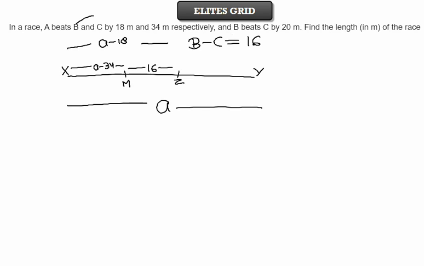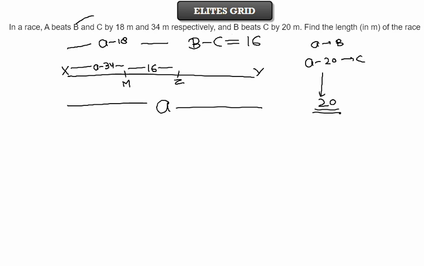And it's given that B beats C by 20 meter. That means when B will cover this A distance, then C will cover A minus 20 distance. That means the gap between B and C at the end of the race, when B will cover the complete race, XY distance, this gap between B and C should be 20.